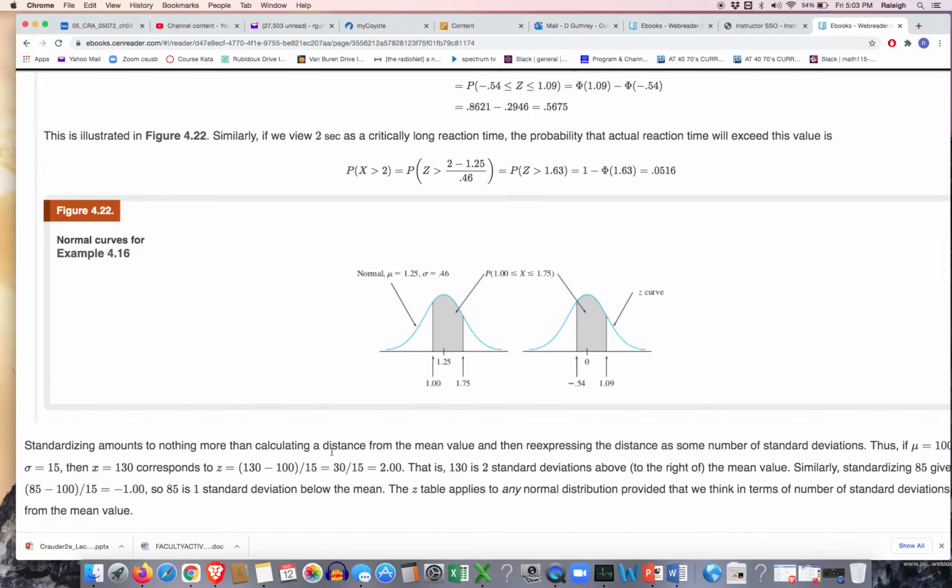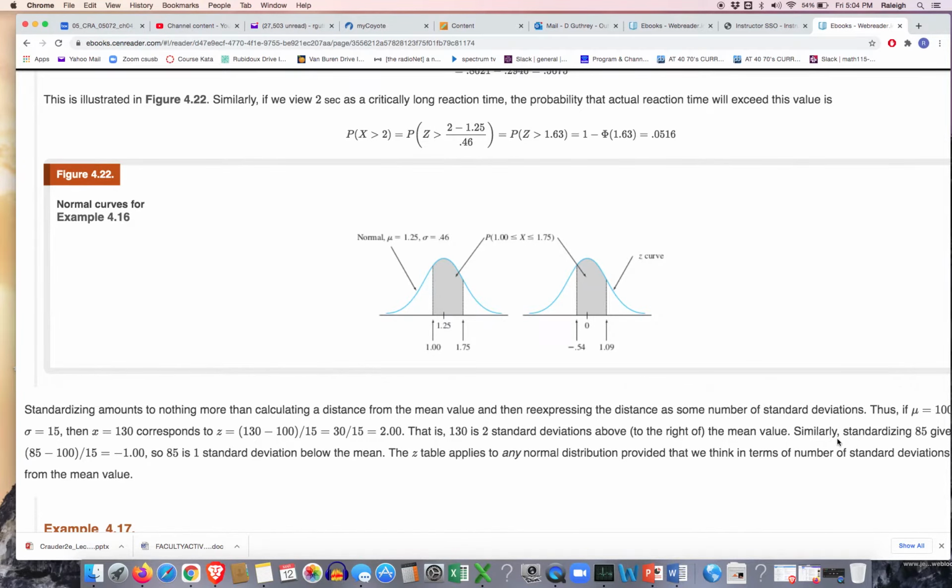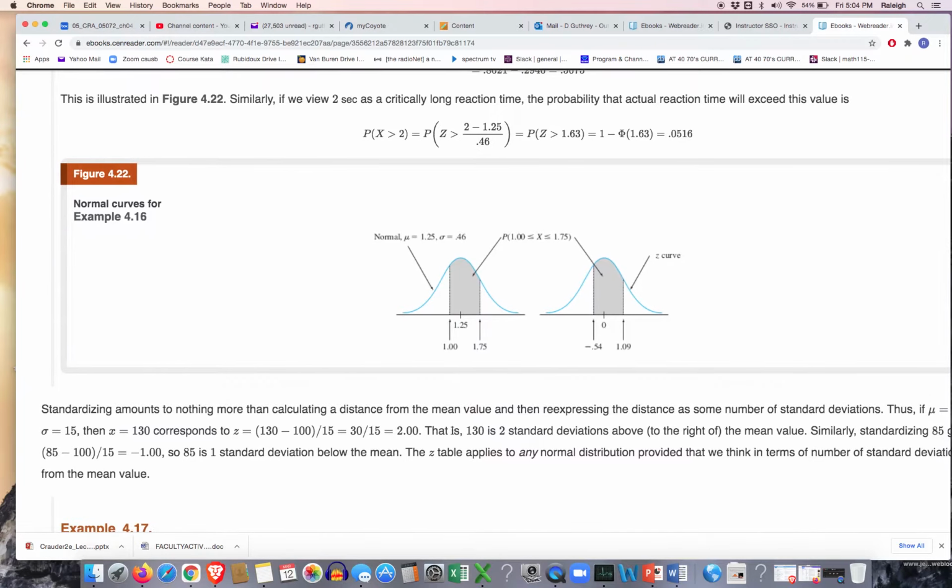Standardizing amounts to nothing more than calculating a distance from the mean and re-expressing the distance as some number of standard deviations. That is all we're doing in terms of z. So if mu is 100 and sigma is 15, commonly used in IQ tests, by the way, x equals 130 would correspond to using the formula x minus mu, finding a difference of 30 for this IQ score, which would be 30 points above average. Divide by 15 for the standard deviations, and this person would be at a 2.00, 2 standard deviations above, or to the right of, the mean value. And 85 would give us 85 minus 100 over 15, which is a negative 1. So this would be 1 standard deviation below the mean, z of negative 1.